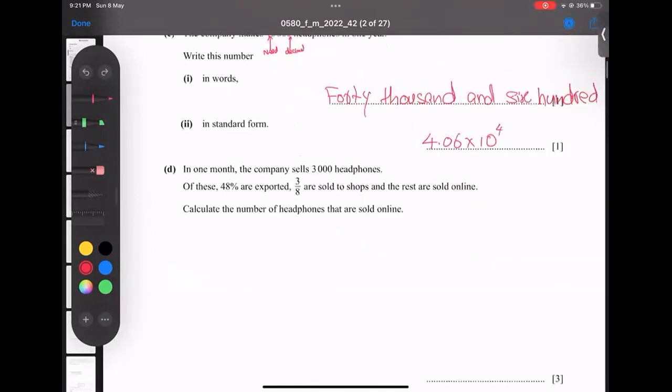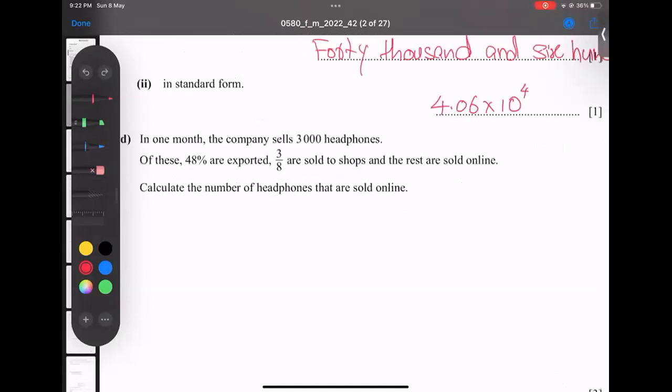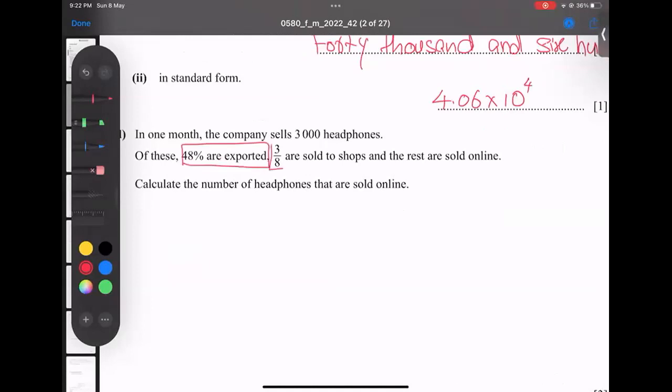Next question. In 1 month, the company sells 3,000 headphones, and 48% are exported. Okay, 48% are exported, very clear. 3/8 sold in shop and the rest online. So what is the best technique to find the rest? He's asking how many sold online. Online are the rest. So what is the technique? From the 3,000, you will subtract 48% and 3/8. So first of all, 48% exported. So this is called the full. Full means equals 100%.